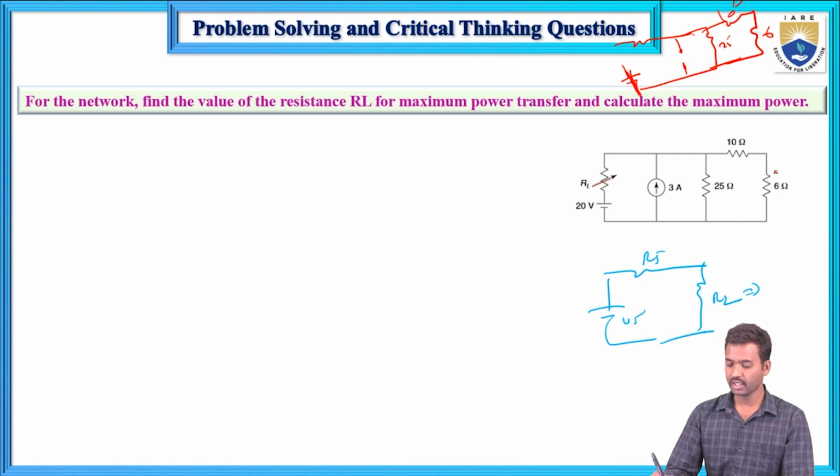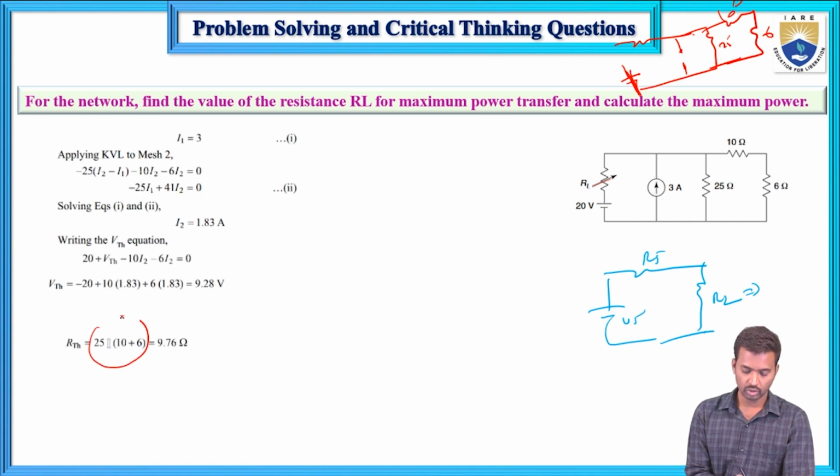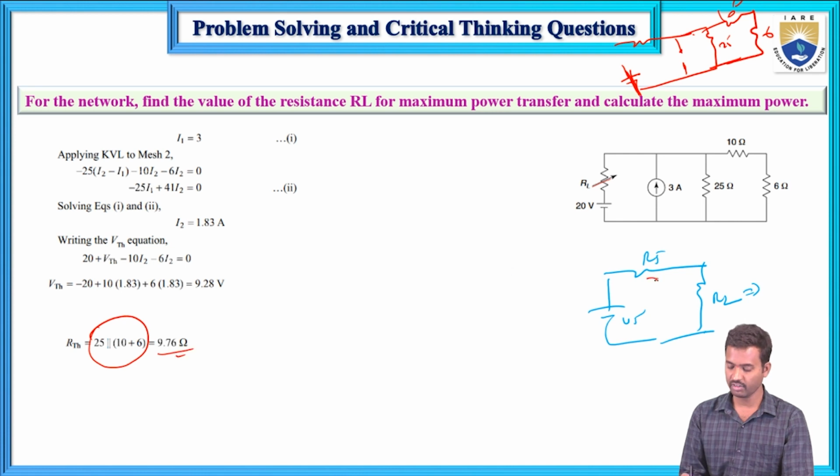10 plus 6 are connected in series and again in parallel with this one. That value is 25 in parallel with 16, which gives 9.76. So RS is 9.76, which means at the maximum power condition, according to the maximum power transfer theorem, when load resistance equals source resistance, RL equals 9.76.